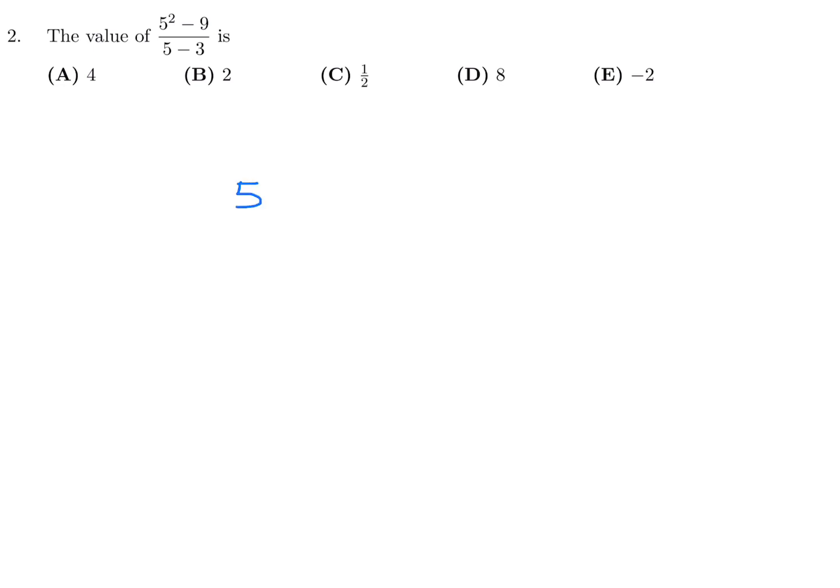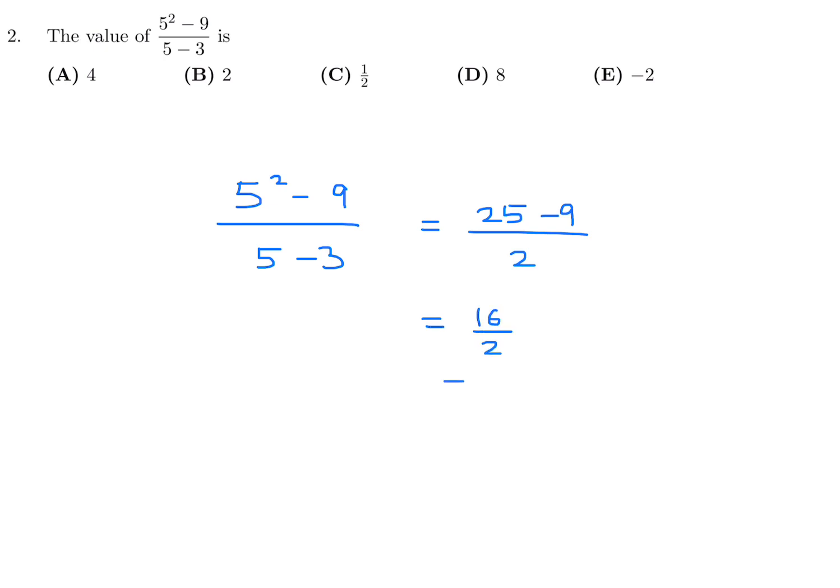The value of (5 squared minus 9) over (5 minus 3) is, 5 squared is 25, minus 9 is 16, and 5 minus 3 is 2. So this is 16 over 2, and that is 8. So number 2, the answer is D.